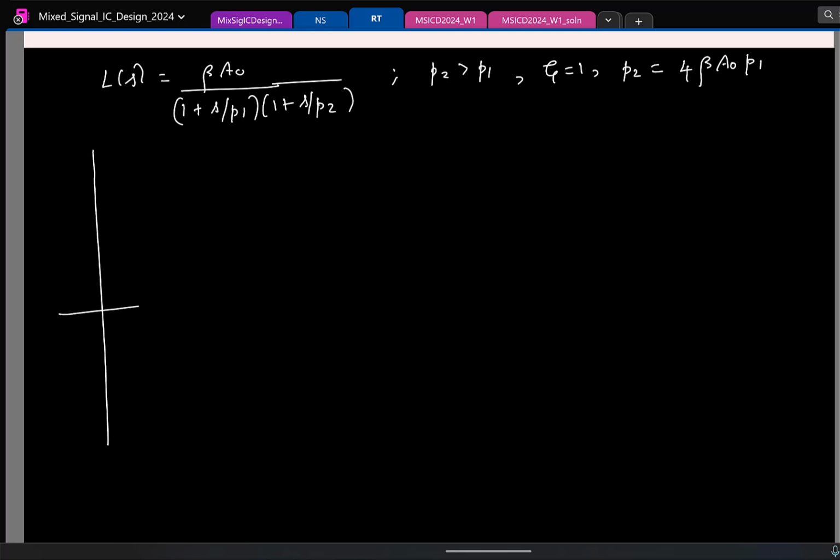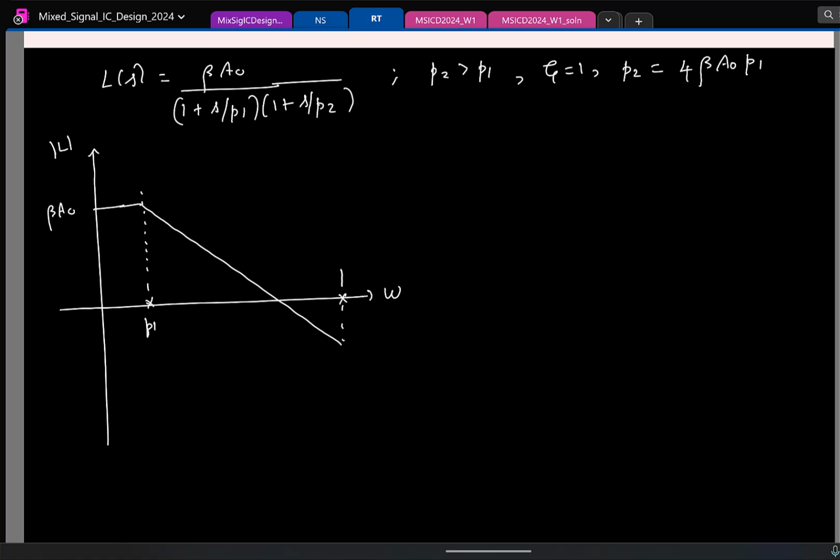So omega, magnitude of the loop gain. So it's starting from beta A naught. So let us say it hits the first pole here, and let us say second pole is somewhere here farther apart. Okay, or yeah, let me first draw this. Let's say second pole is somewhere here.